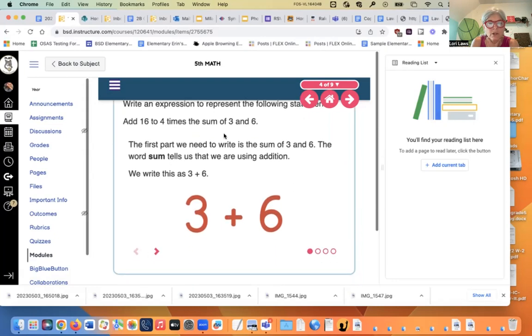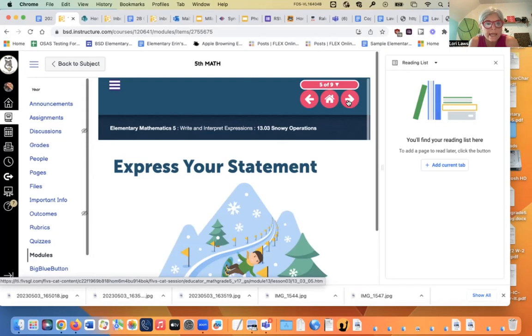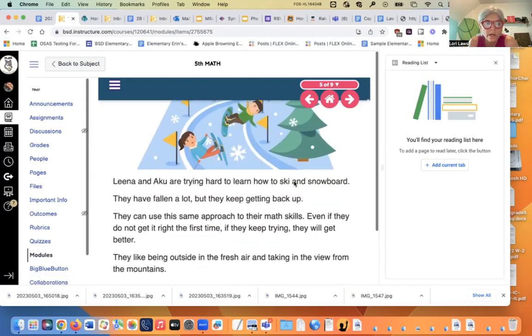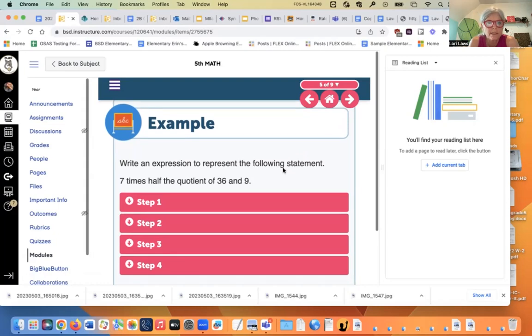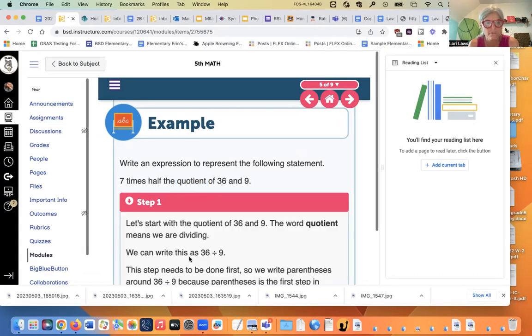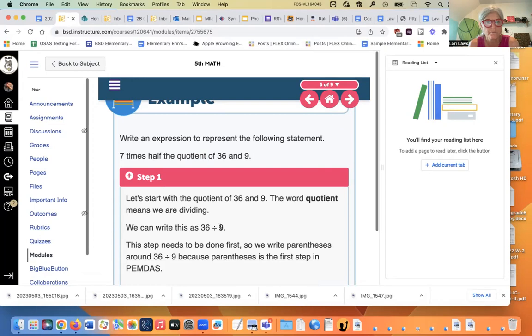Here's another example, just taking you through the steps. Remember to go slowly and carefully, making sure that you're rereading the problem a lot. Write an expression to represent the following statement, 7 times half the quotient of 36 and 9. You have to know that quotient means the answer to a division problem. So you're first of all going to have to write 36 divided by 9. Boom. 36 divided by 9.